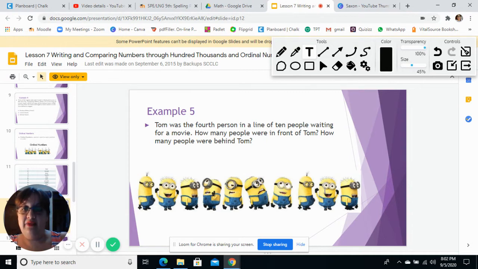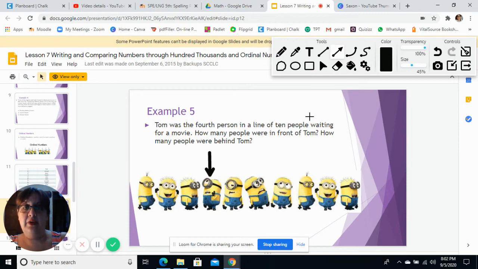Example 5. Tom was the 4th. Oh, there's an ordinal number right there. Tom was the 4th person in a line of 10 people waiting for a movie. How many people were in front of Tom? How many people were behind Tom? So if he's the 4th, that would make him this guy right here. All right, he's that one right there.